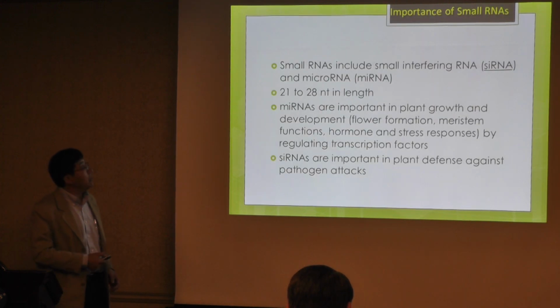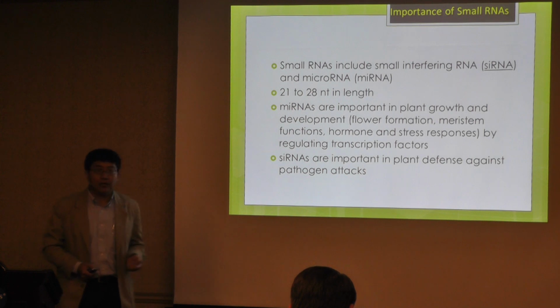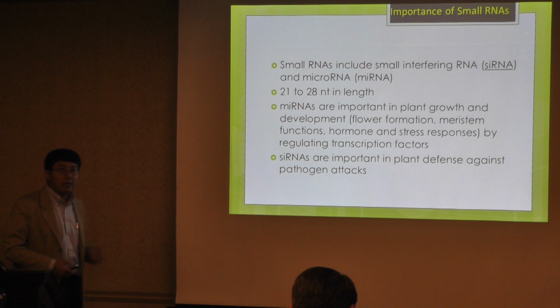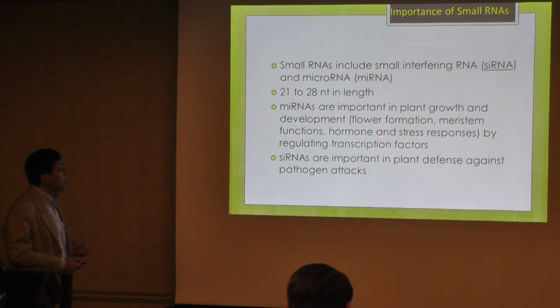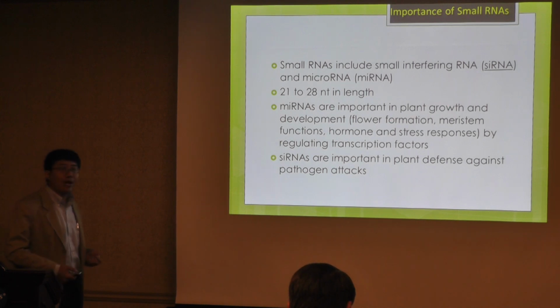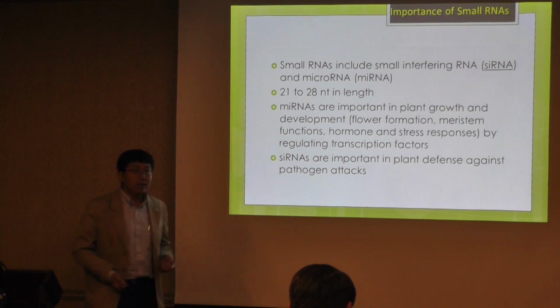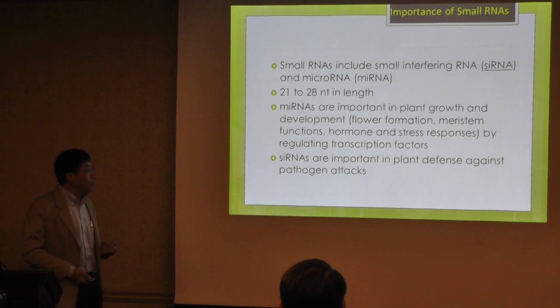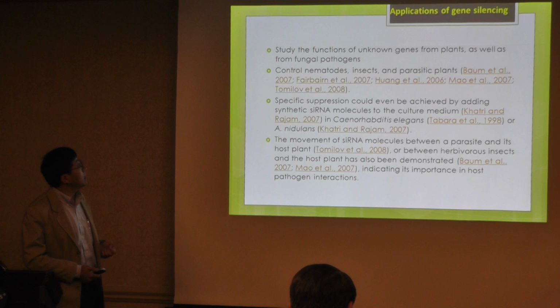So regarding the difference between the small RNAs, there are two kinds. One is called small interfering RNA, the other is microRNA. Both have similar size, about 21 to 28 nucleotides. And usually the microRNAs are from the endogenous genome, and they are involved mostly in growth and developmental regulation. And the small interfering RNAs are usually involved in plant defense against pathogens. So I'm going to go to the next slides.